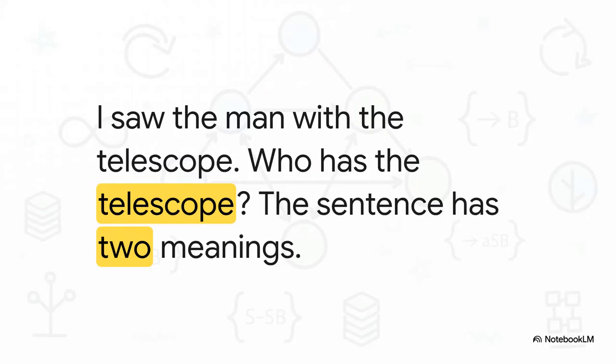Our own natural language is just full of ambiguity. Take this sentence, for example. I saw the man with the telescope. So, who has the telescope? Did I use the telescope to see the man? Or did I see a man who just happened to be holding a telescope? Both are perfectly reasonable ways to understand that sentence.